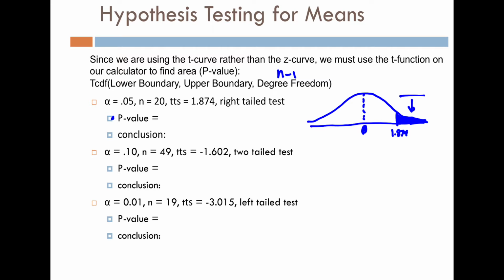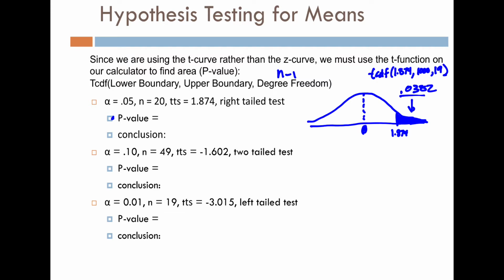Putting this into our calculator, we would put TCDF 1.874 all the way to something really large. And then in this case, we have 19 degrees of freedom. Go ahead and put that into your calculator and see what you get.